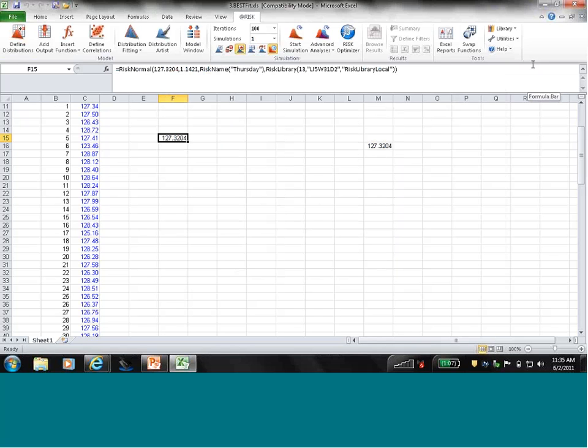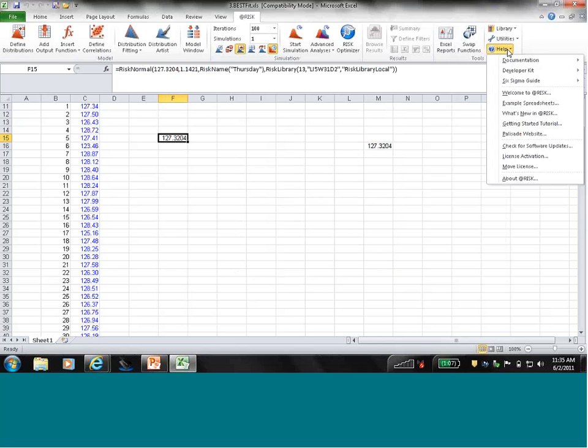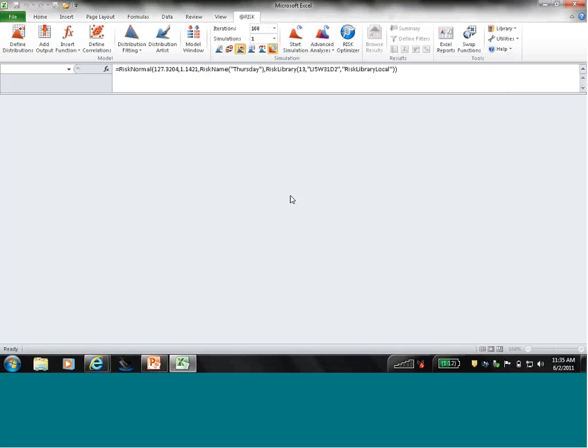And I think I'm going to go right back to show you another feature of our software in that model we were just looking at. I think it's a good feature to know.